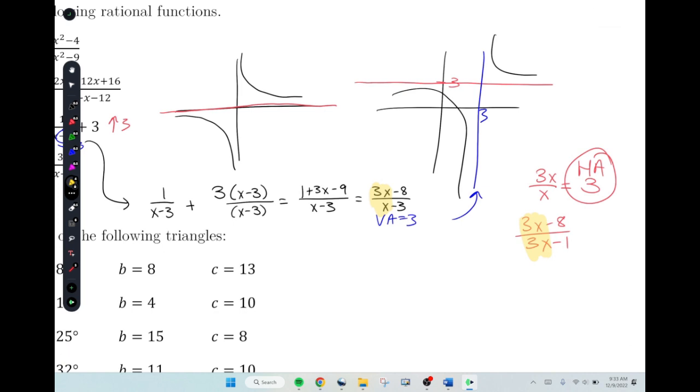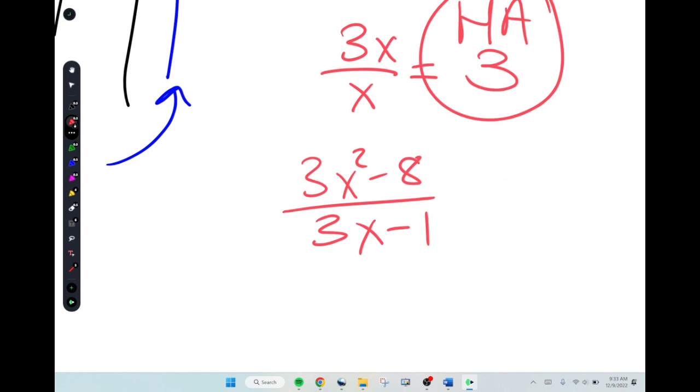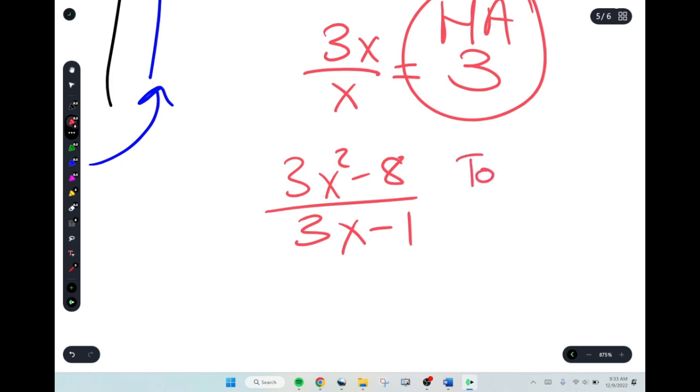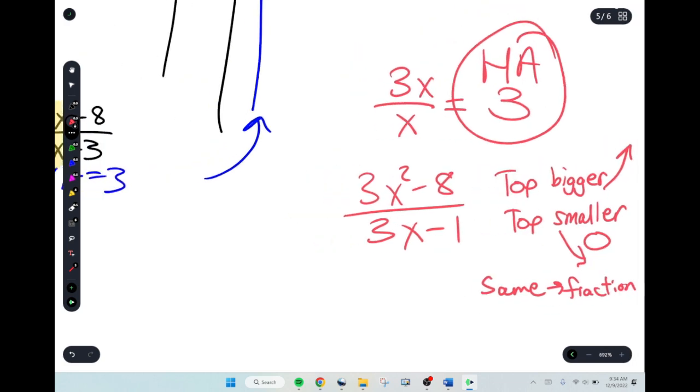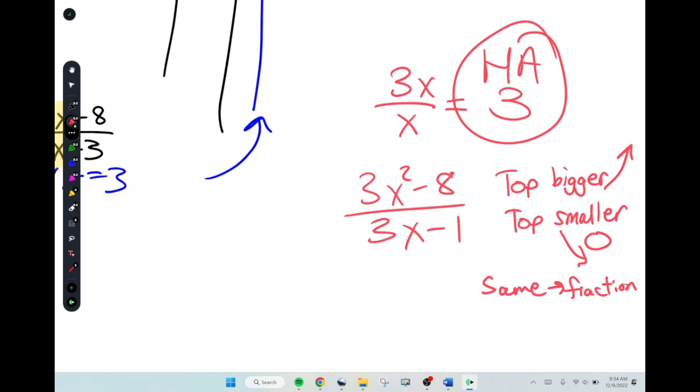But it's not the fraction if this would have been, this is an important note, squared on the top. Now what is that? This is important. Top bigger: infinity. Top smaller: zero. Same: fraction. That's just an exponent, though. Yes. I know it's so hard to say bigger. You should, yes, thank you.